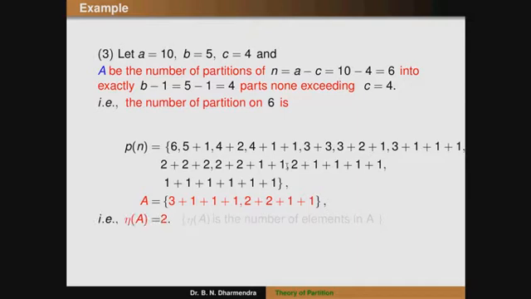So that is eta of A. We have to consider the terms, instead of n we are using that eta here. So eta of A is equal to 2, where eta of A is the number of elements in A, that is the cardinality of A. So that is equal to 2. Therefore this is the first statement.